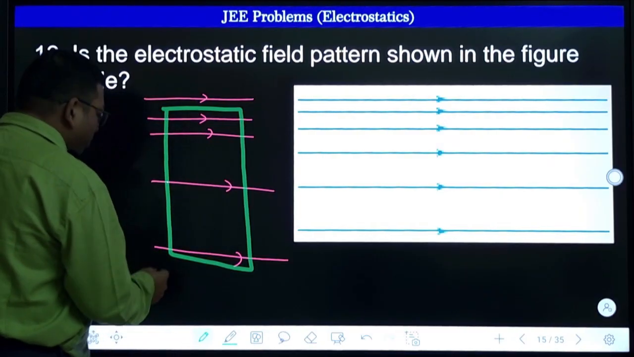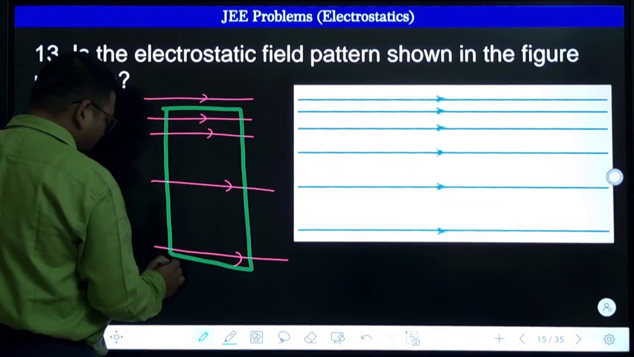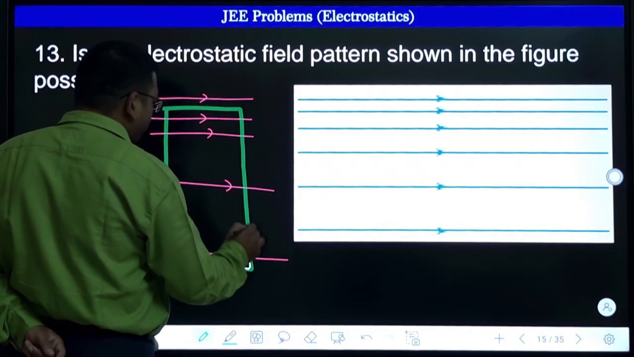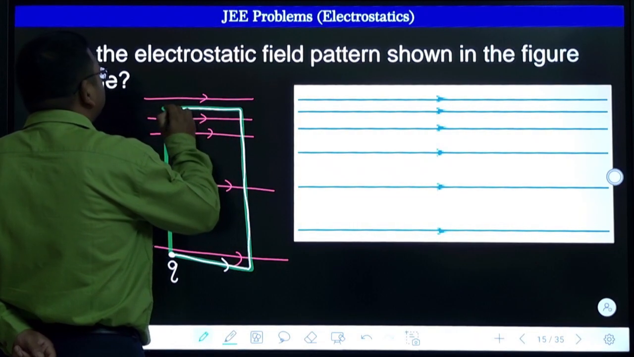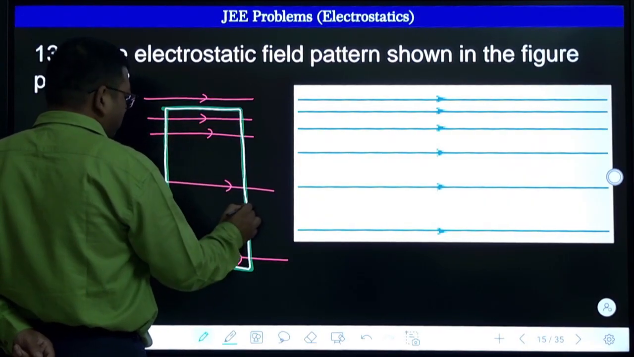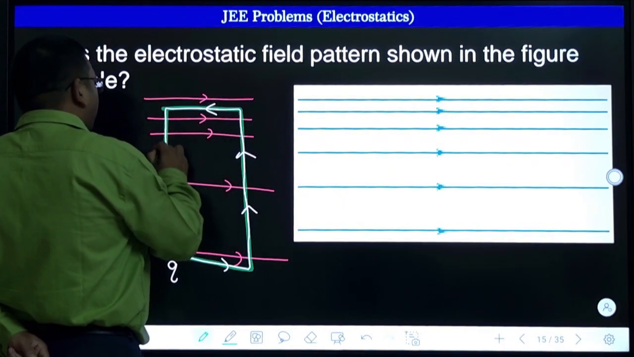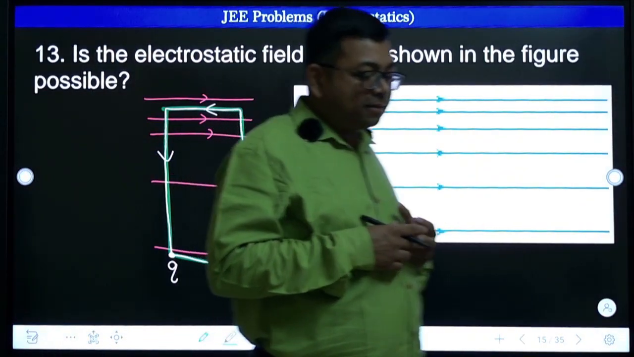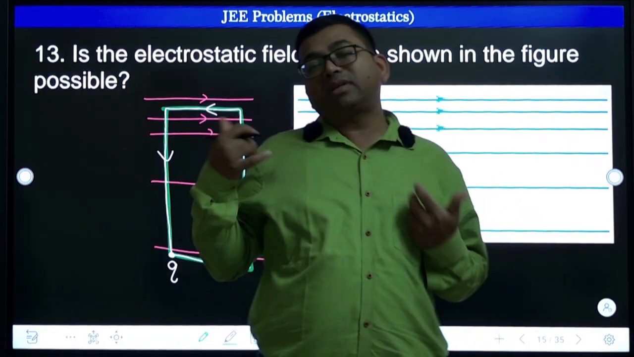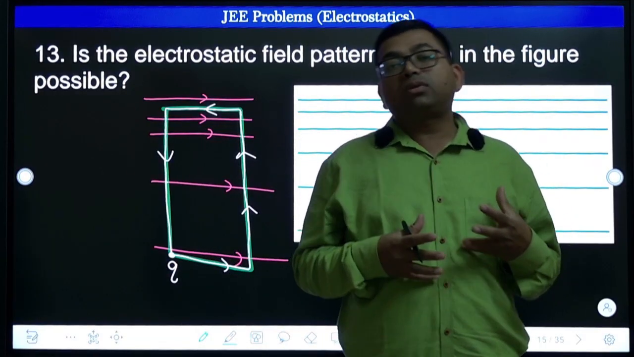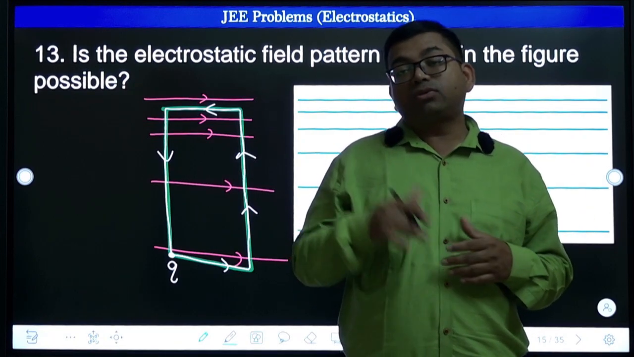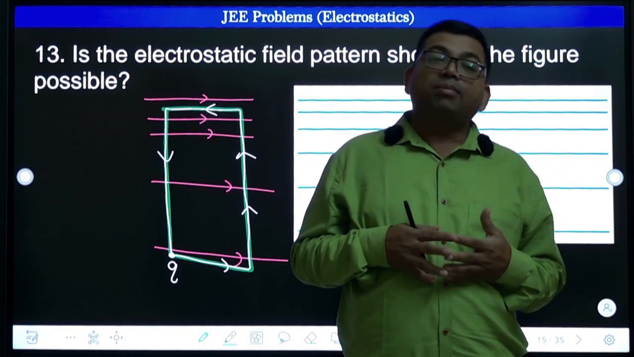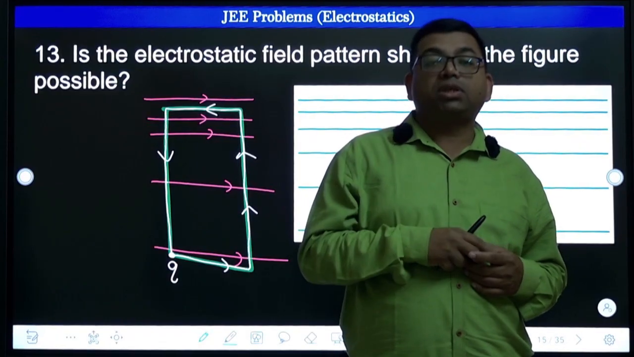But let us try to move a charged particle in this. Let us take a small charged particle and move it along this rectangular path, like this. How do we know whether it is possible or not? One idea is that flux will not work, because flux may get cancelled out. What you can think about is properties of field lines. Of course field lines are not cutting, so this is possible.